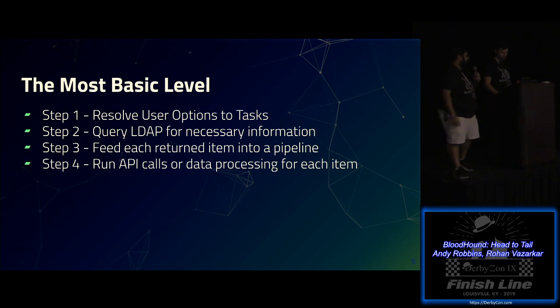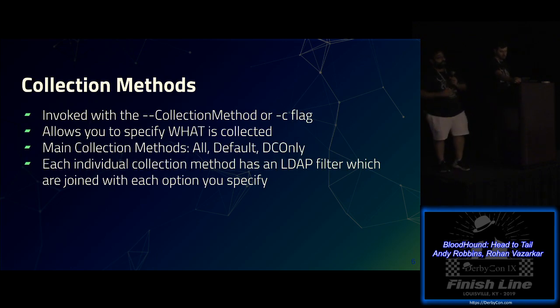We take all the data that gets returned from LDAP and we feed it into a giant pipeline. The pipeline basically just looks at the type of data that comes back and does actions based on what it is. So for each object, we'll run a specific set of API calls or data processing to make sure that we get all the information we can out of each different type of object.